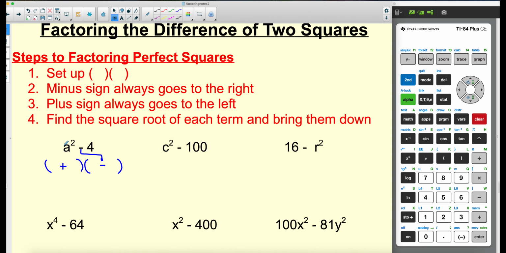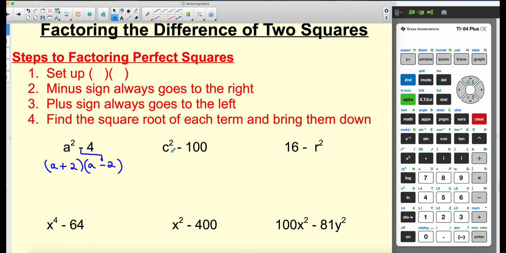Now, all you need to do is find the square root of a squared, and we just did that in the previous lesson. The square root of a squared is a times a, right? A is the square root of that. Now find the square root of 4. Square root of 4 is 2. What we do to the first parenthesis, we always do in the second, always. So it's a plus 2 times a minus 2. That is it. You're done. You move on to the next question. It's simple. Let's look at another one.